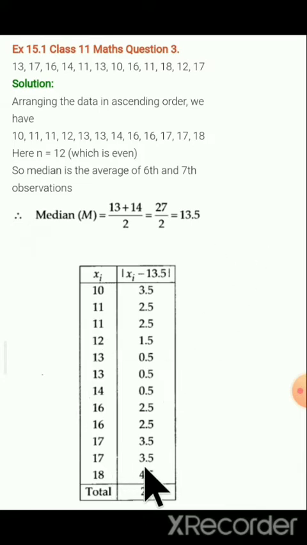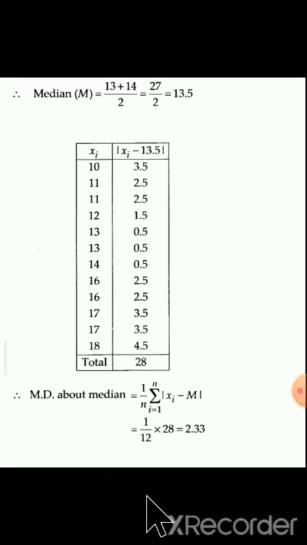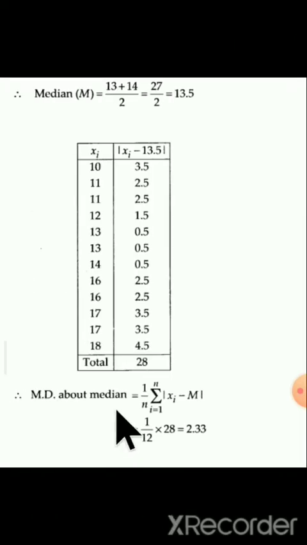So take the sum of these values, that is 28. Next take the formula, that is mean deviation about median, that equal to 1 by n into summation of modulus of xi minus m. So that is 1 by 12 into 28, you will get 2.33. This is the required value.